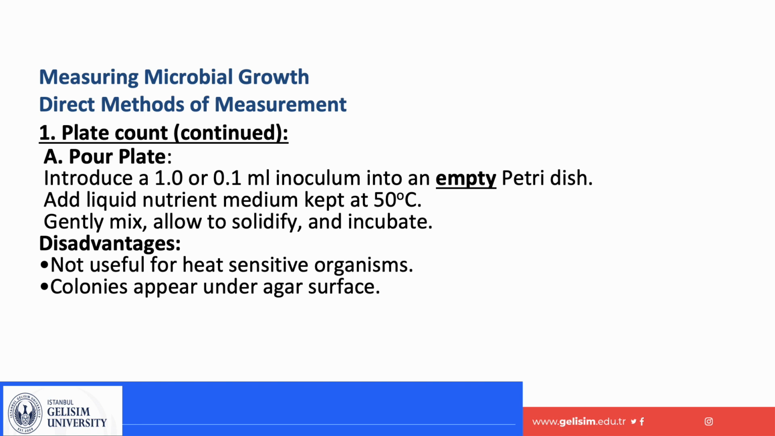Now, with that said, there are some disadvantages to the pour plate method. First, it's not useful for heat-sensitive microorganisms since they may be killed by the high temperatures that are required for the nutrient medium. The next thing is that the colonies that grow may appear under the agar surface, which can be a little bit difficult to count accurately.